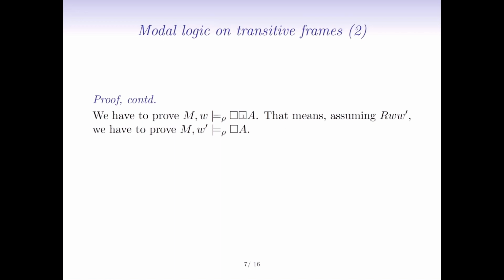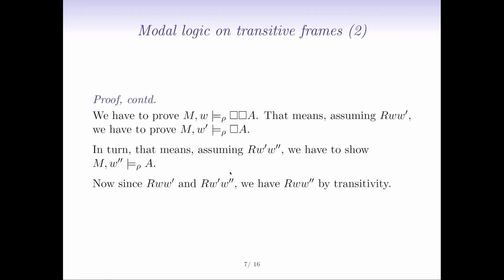So to show that box box A is true at W, we have to assume that W prime is accessible from W, so we'll move 1 step away from W to W prime, and we have to show that box A is true at W prime. And in turn, for the same reason, that means that we'll assume that W double prime is accessible from W prime, so R W prime W double prime. We have to show that W double prime satisfies A. So in other words, we've got something which is accessible from W in 2 steps, and we have to show that A is satisfied there.